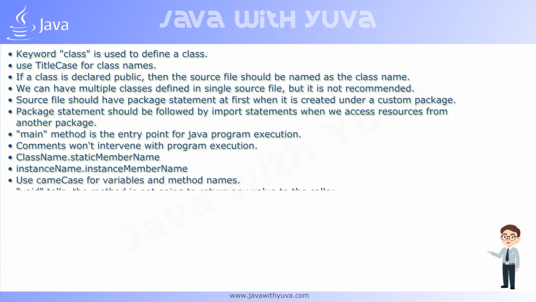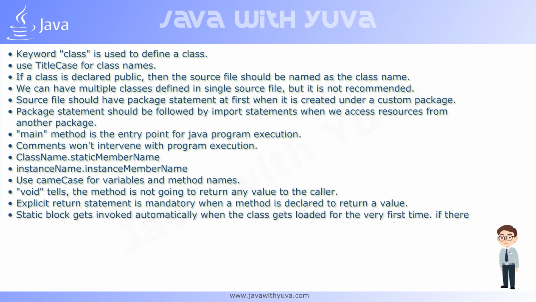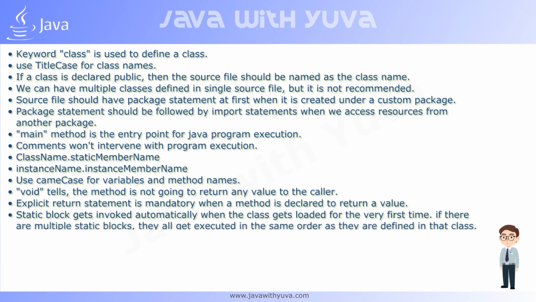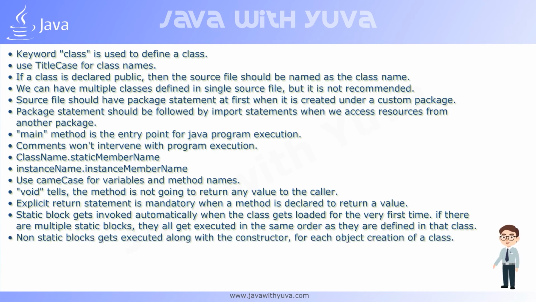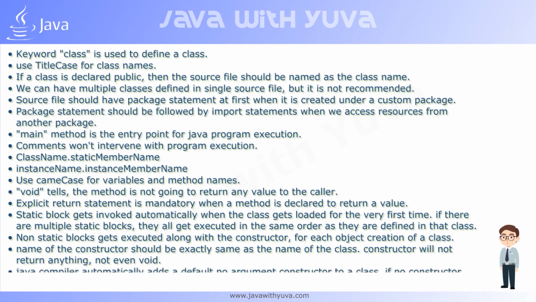The main method is the entry point for Java program execution. Comments won't intervene with program execution. The syntax for accessing a static member is to use the class name, followed by a dot, and the member name. To call an instance variable or an instance method, first we need to create an instance. The recommended naming convention for methods and variables is to use camel case. Void is a keyword used to indicate the method is not going to return any value to the caller. When a method is declared to return some value, then an explicit return statement is mandatory.